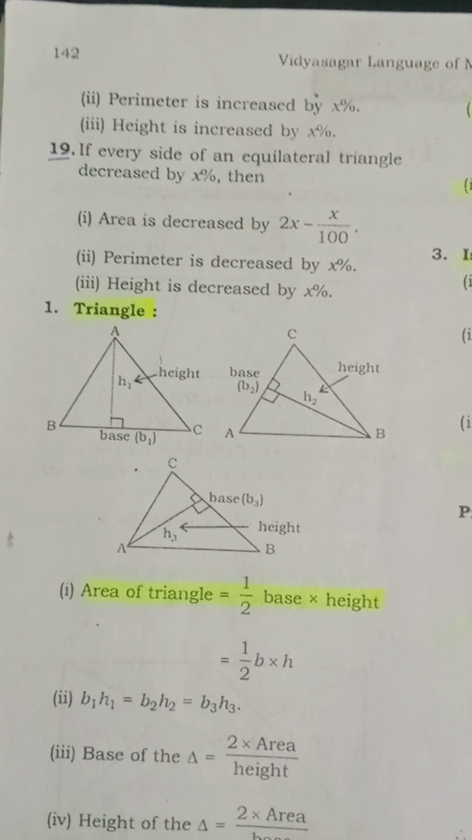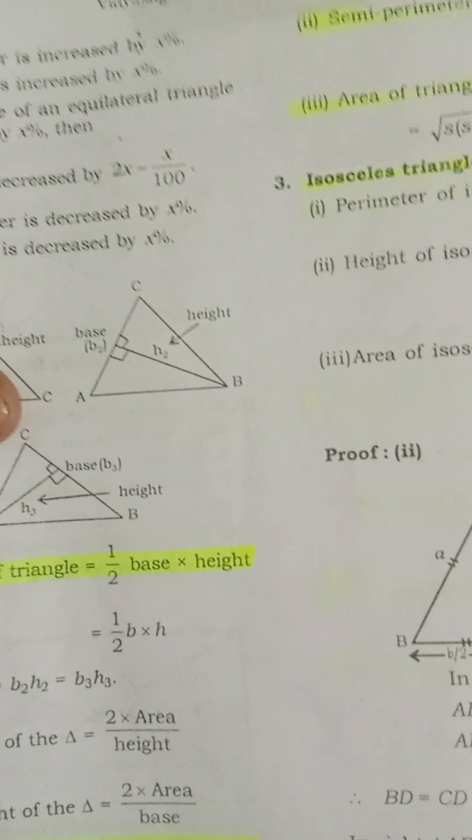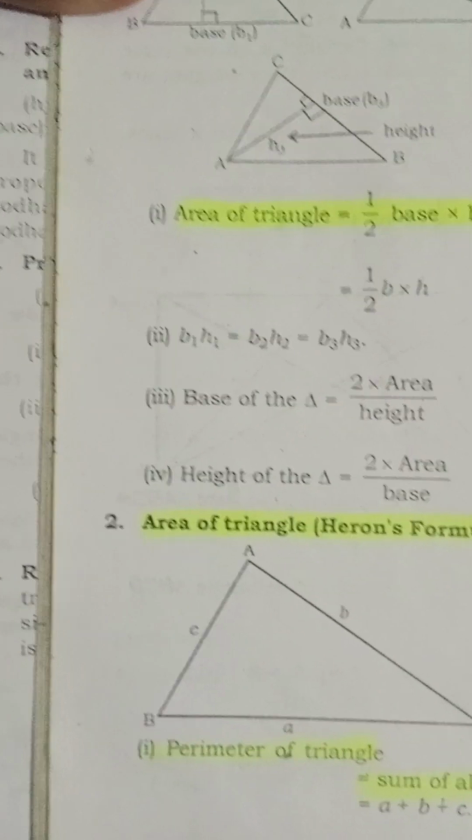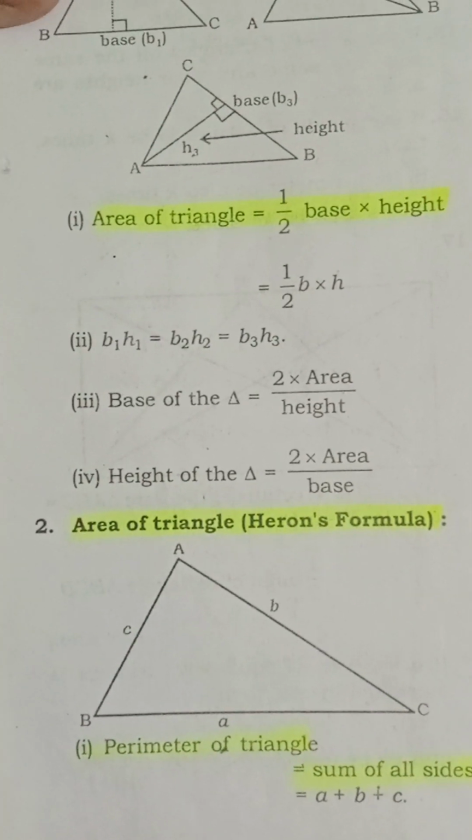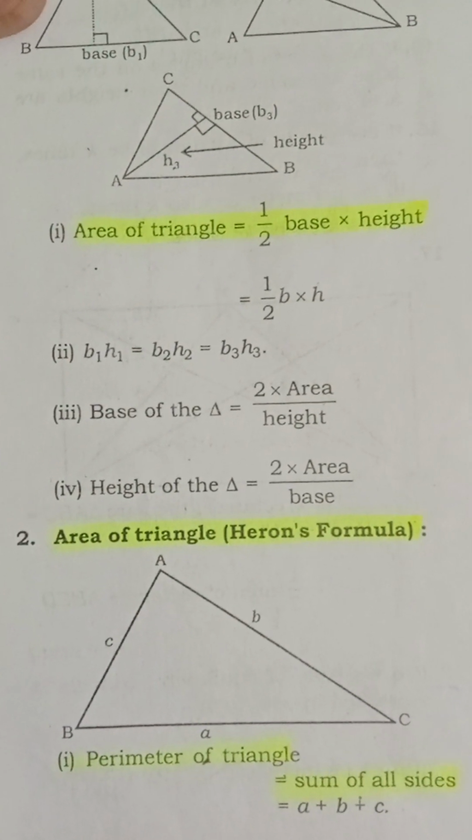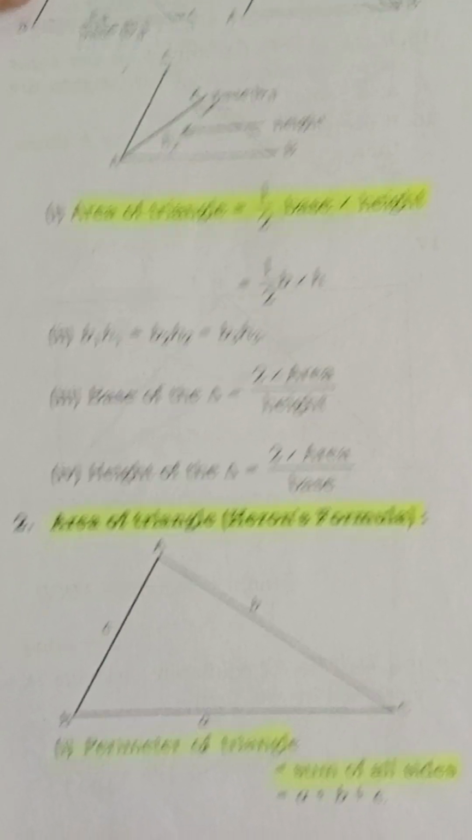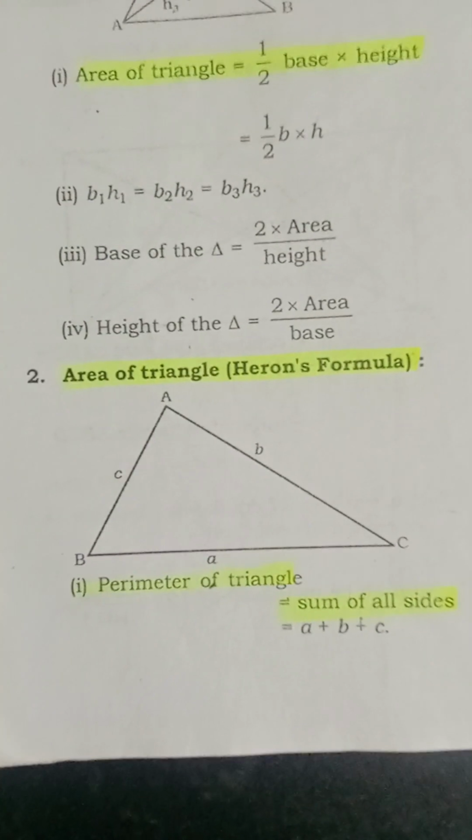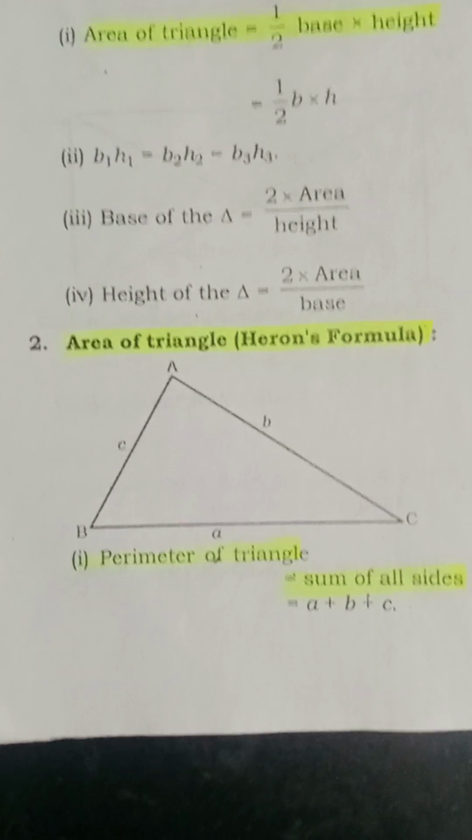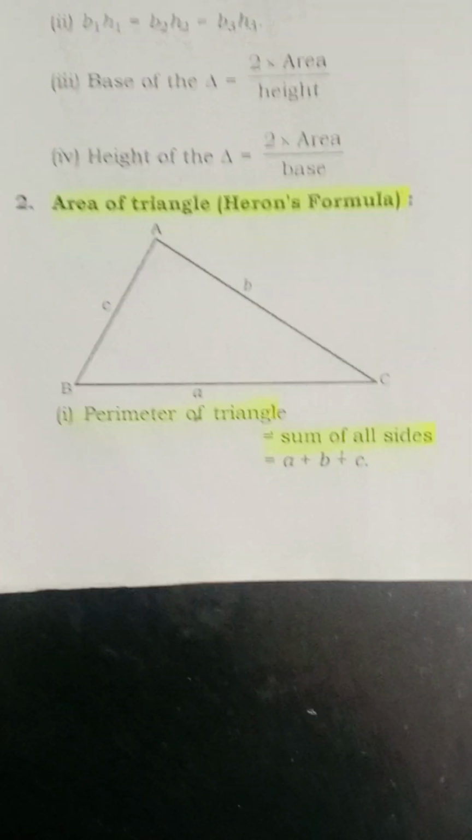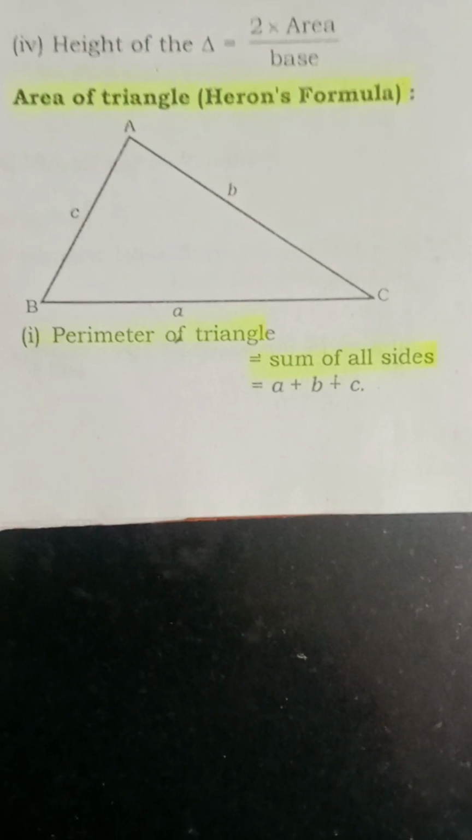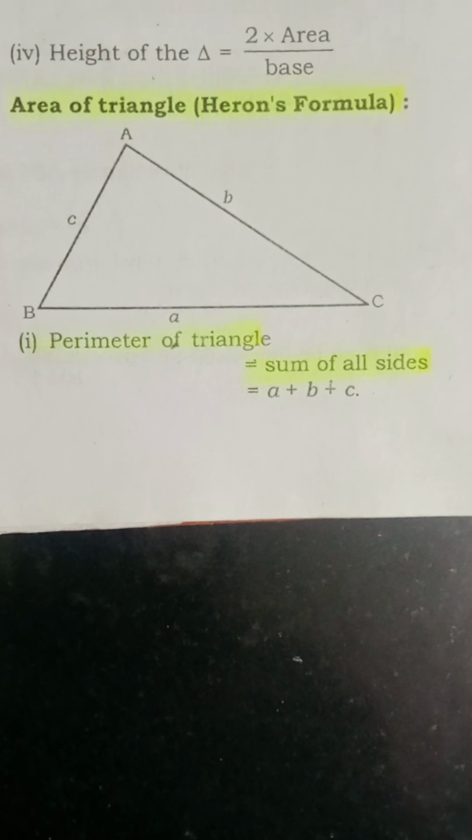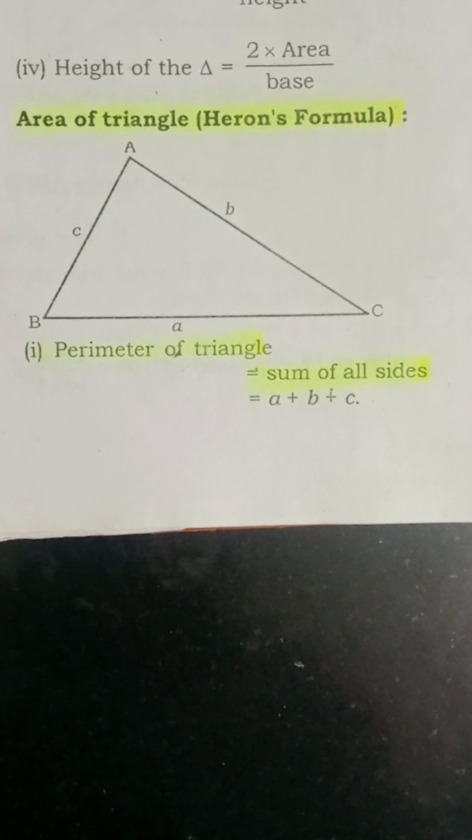Next point, triangle. Area of triangle is equal to 1 by 2 base into height. Area of triangle, Heron's formula. Perimeter of triangle is equal to sum of all sides. It means a plus b plus c.